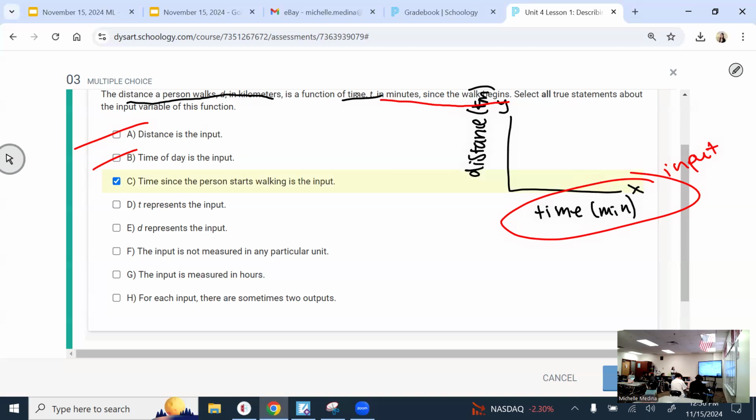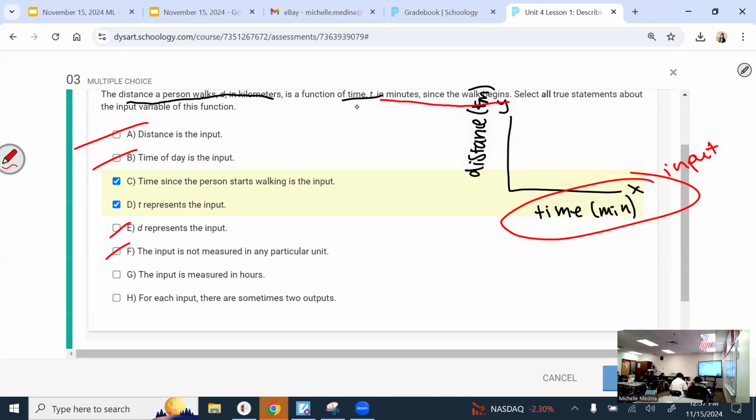T represents the input. Like for time, did they say use a certain variable? Okay, T represents the input. D represents the input. Okay. The input is not measured in any particular unit. So that would be like, if we're talking about time, a unit for time would be like seconds, hours, minutes. Does it say that the input's not measured in any particular unit? Do I pick this option or not? Okay, don't pick it because it is measured in a particular unit. It's measured in minutes. So don't pick that one.